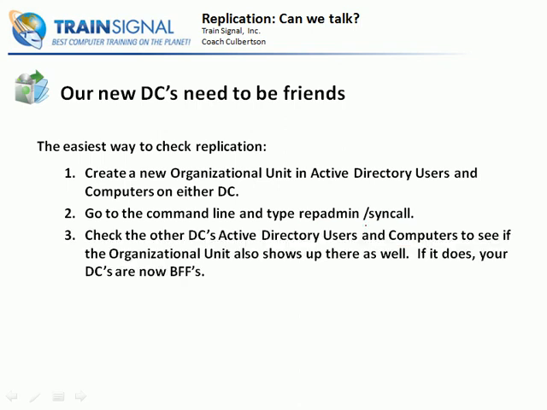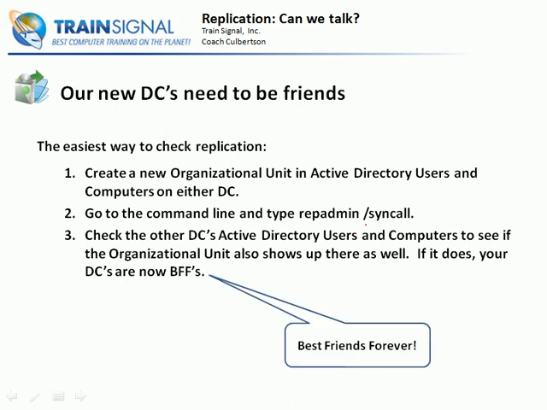Then, once you've done that on one domain controller, you bounce on over to the other domain controller. You take a look here in Active Directory Users and Computers to see if that OU has shown up over there. If it does, well, that really means that your two domain controllers are talking, and they're now BFFs. And if you're not familiar with TeamSpeak, BFF stands for Best Friends Forever.